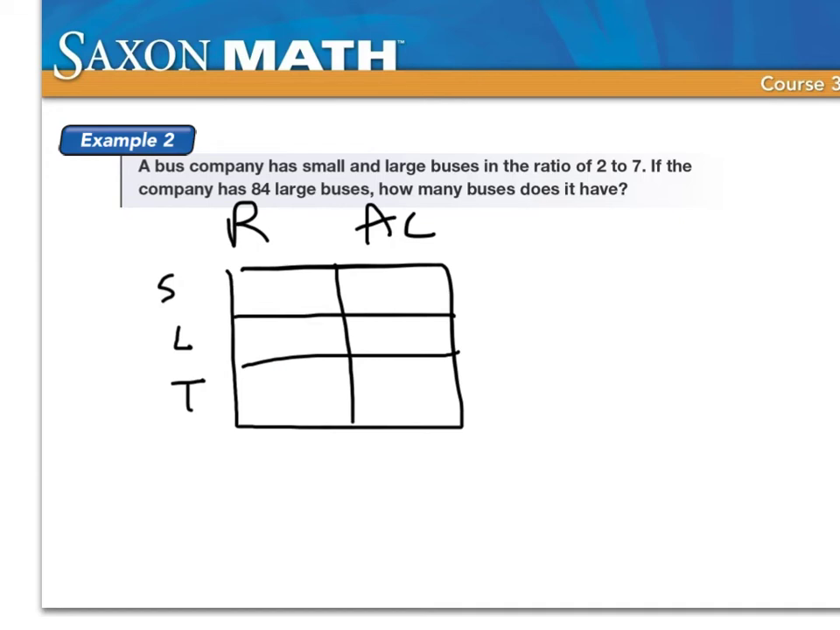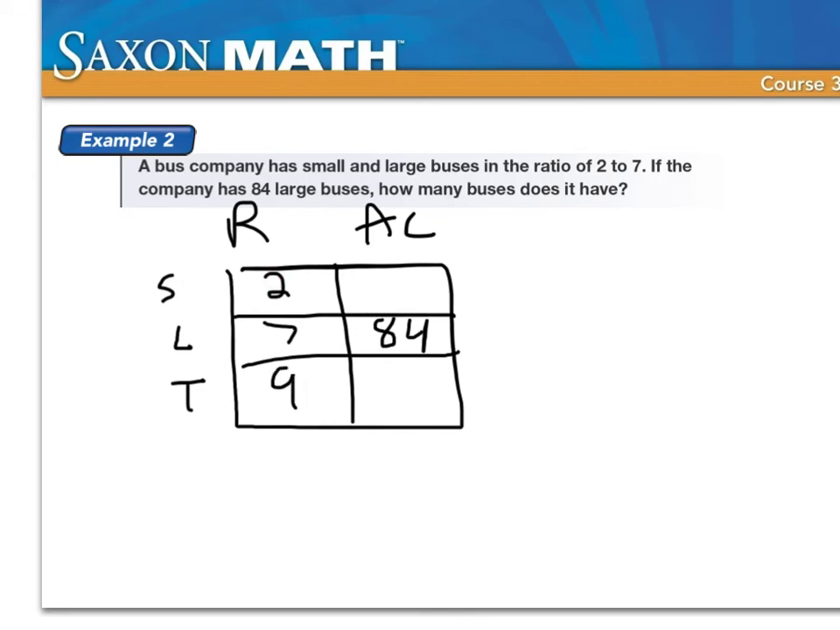So, now we need to fill in what we know. The ratio of small buses to large buses is 2 small buses to 7 large buses. So we're putting that over here. Okay, it says the company has 84 large buses. So that's going to go on the actual count side in the large buses part. So it tells us there's 84 large buses. Okay? Well, now we know that the total ratio, 2 plus 7, is 9.